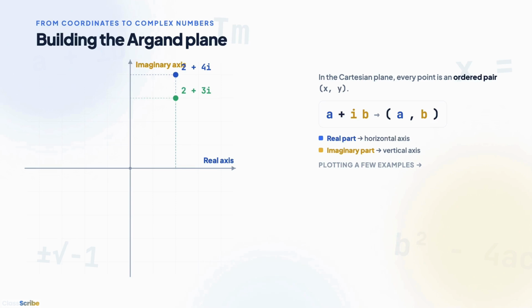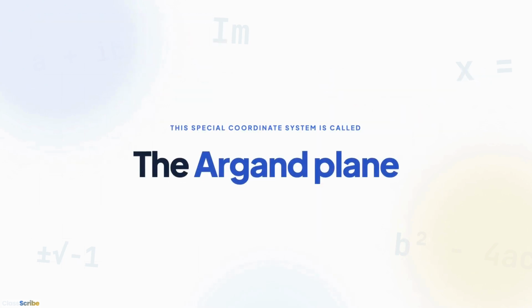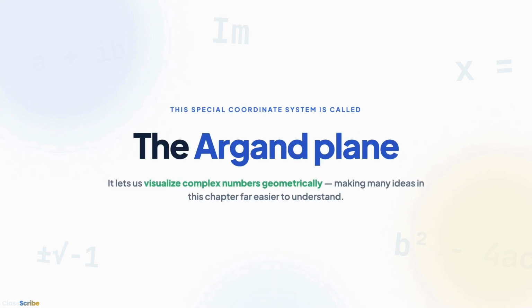Likewise, minus 2 plus 3i becomes minus 2, 3, and 1 minus 2i becomes 1, minus 2. This special coordinate system is called the Argand plane. It allows us to visualize complex numbers geometrically, making many concepts much easier to understand.